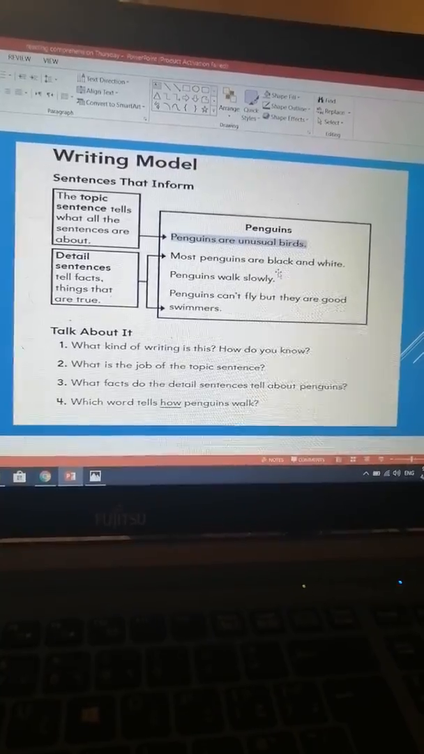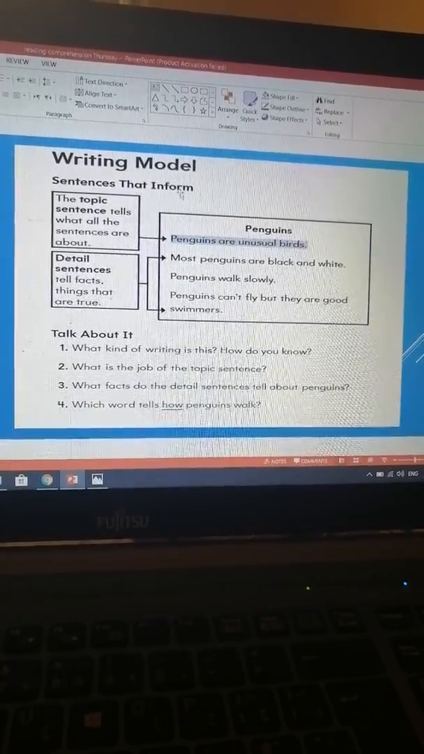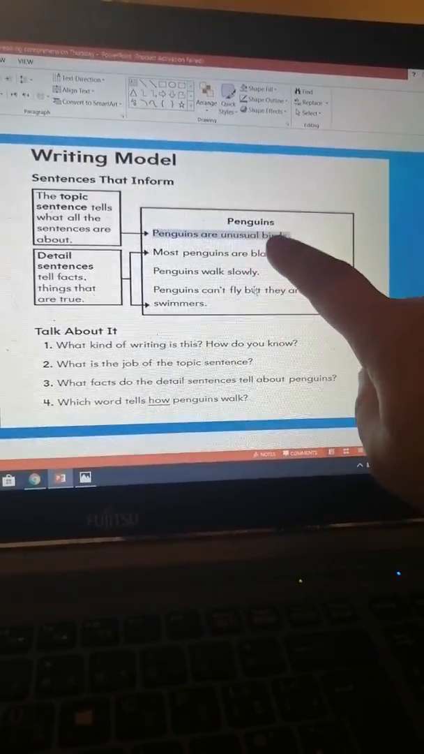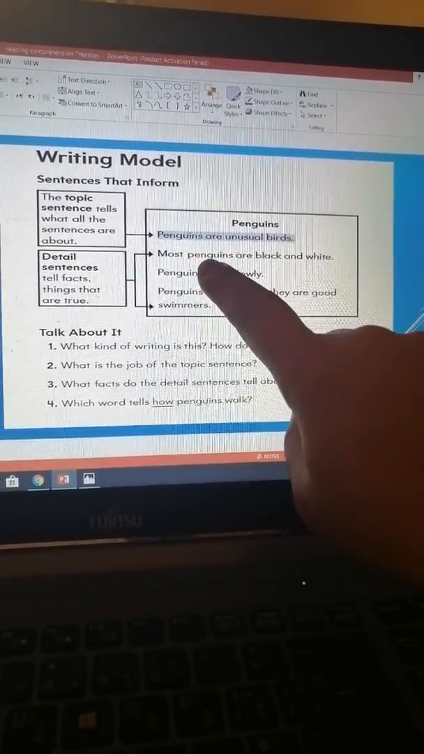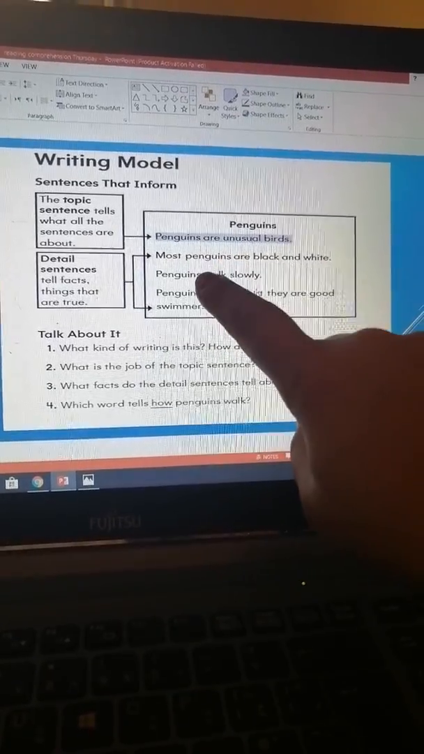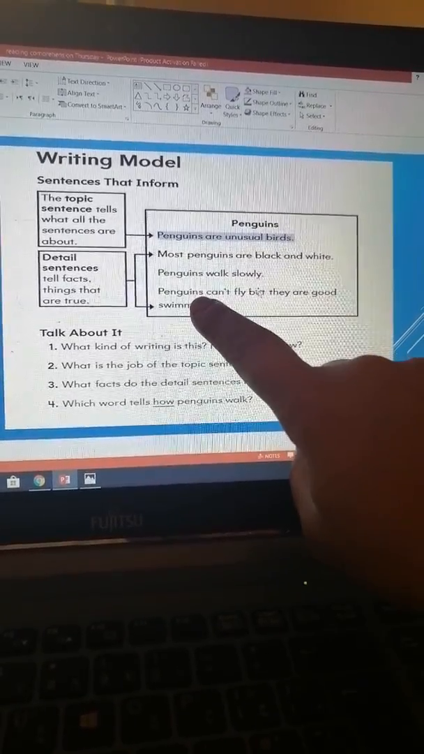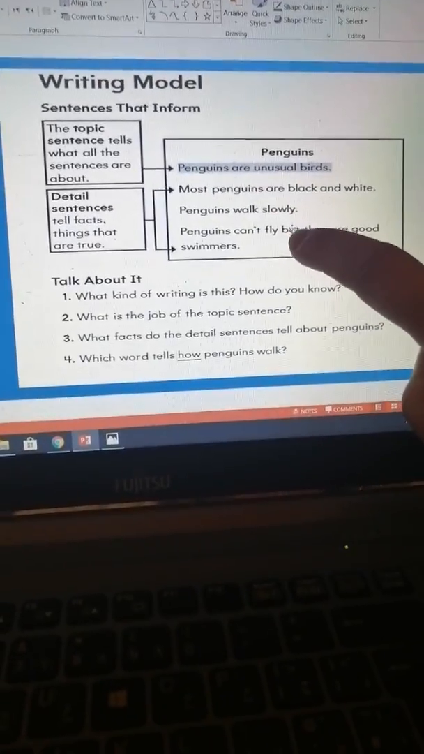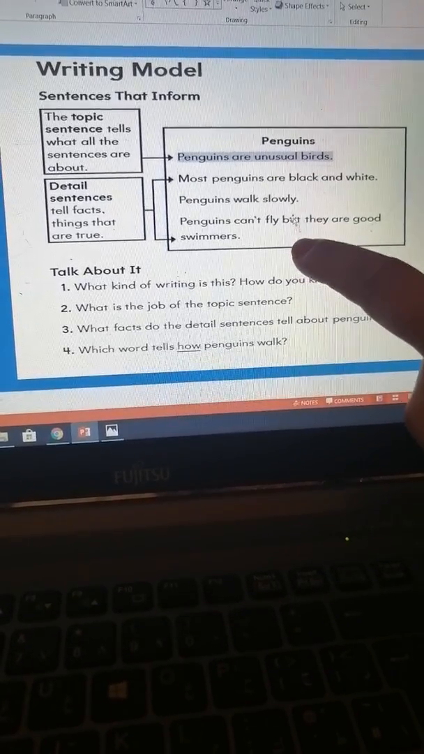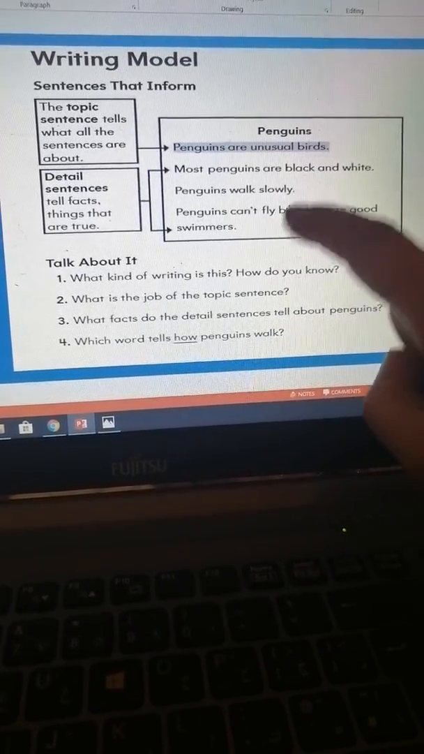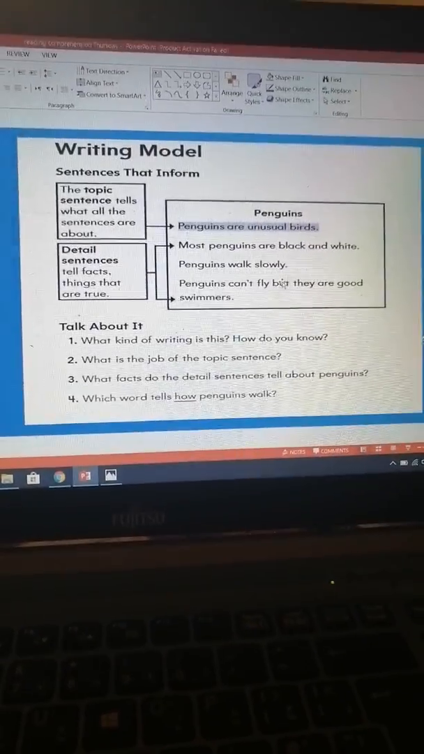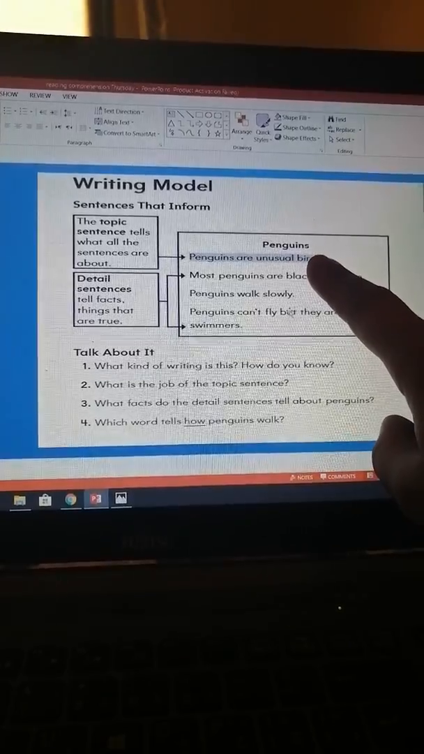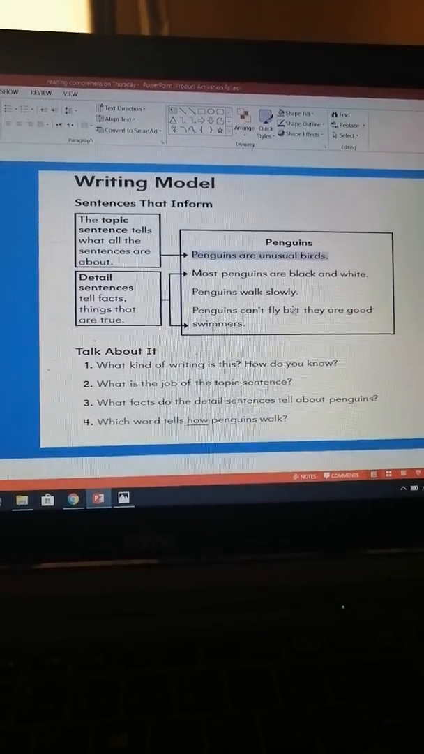What's the difference between writing sentences that inform? We will read here in the box. Penguins are unusual birds. Most penguins are black and white. Penguins walk slowly. Penguins can't fly, but they are good swimmers. So we can find here that penguins are unusual birds is the main topic, the general idea.